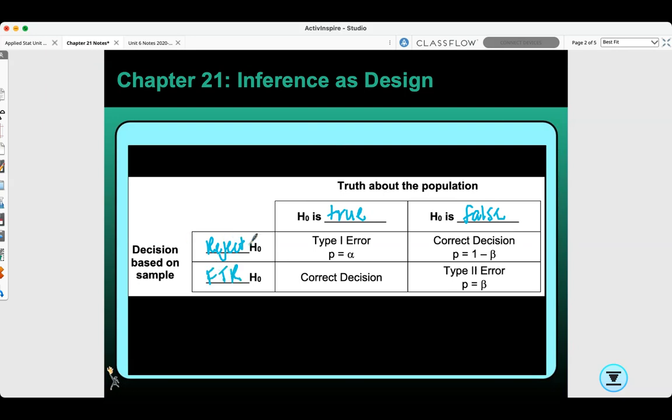And so when we reject the null hypothesis and it's true, it's a type 1 error. If we reject the null hypothesis and the null hypothesis is false, we made the correct decision. When the null hypothesis is true and we fail to reject the null hypothesis, it's a correct decision. But when the null hypothesis is false and we fail to reject the null hypothesis, we have a type 2 error. And it's best if you put this within context using this table when you're doing problems like this.